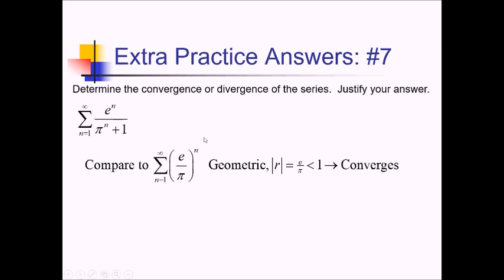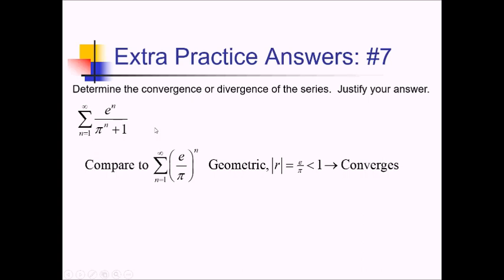So the key here, since my comparison series converges, I would love it if my original series were smaller overall than the comparison. You want to be smaller than a converging series, and that would demonstrate convergence. If we look at this here, this plus 1 is making my denominator bigger, which makes the overall fraction smaller than the comparison. So we can use direct comparison.